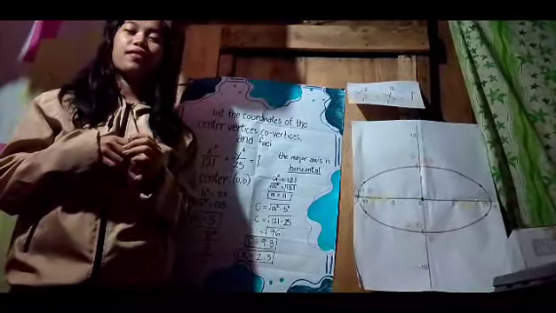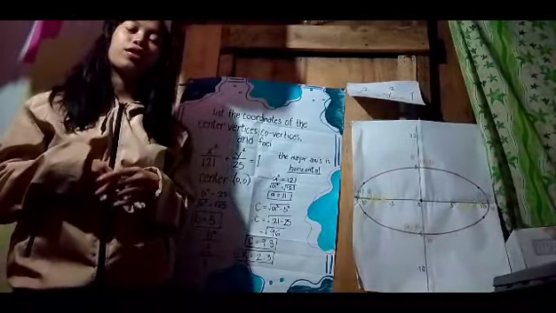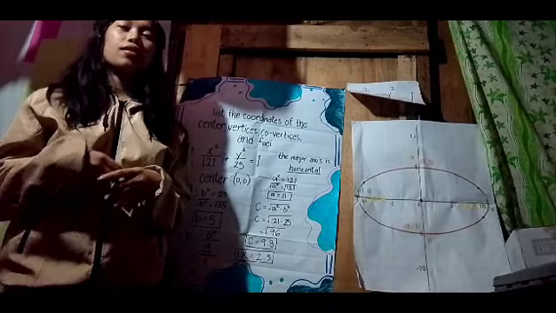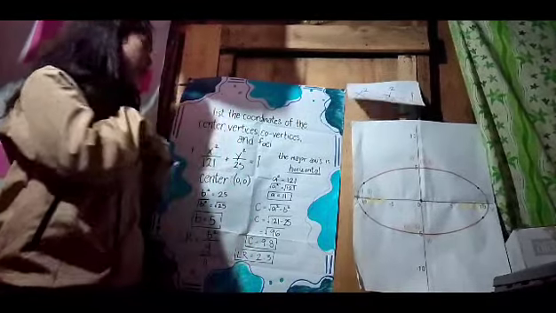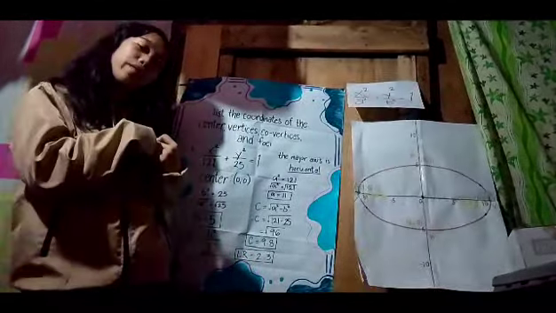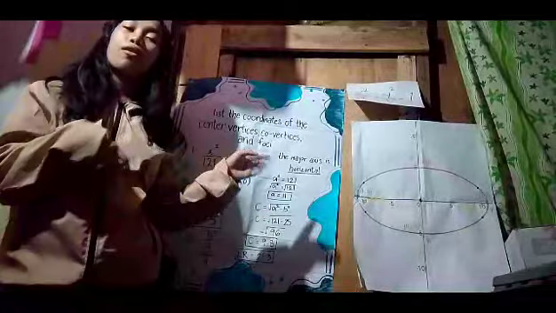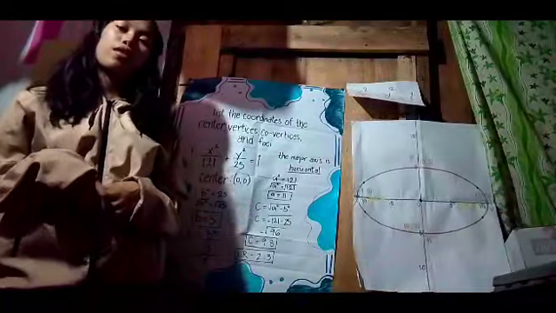My name is Princess Ana Rose de Delgado, and I am tasked to list the coordinates of the center, vertices, co-vertices, and the foci. Given the equation of the ellipse x squared over 121 plus y squared over 25 equals 1, we can already tell that our principal or major axis is horizontal.